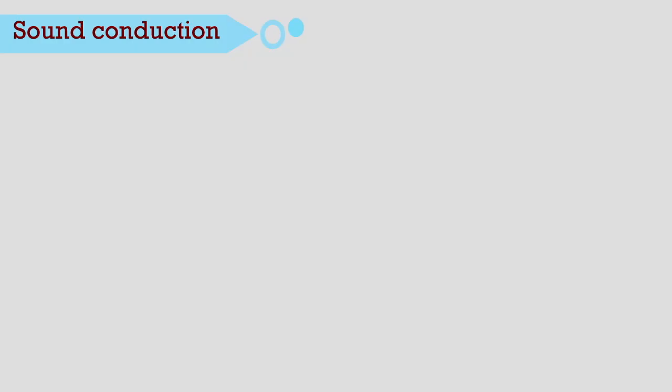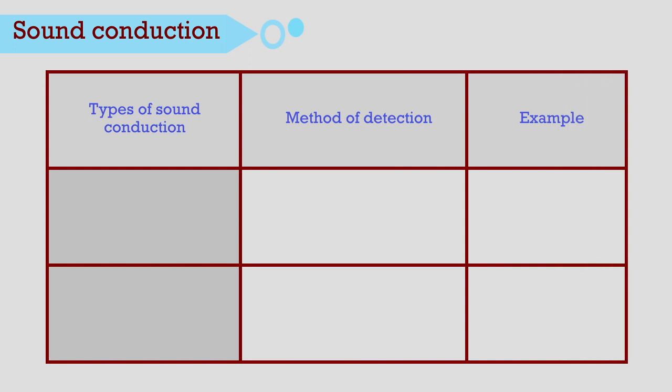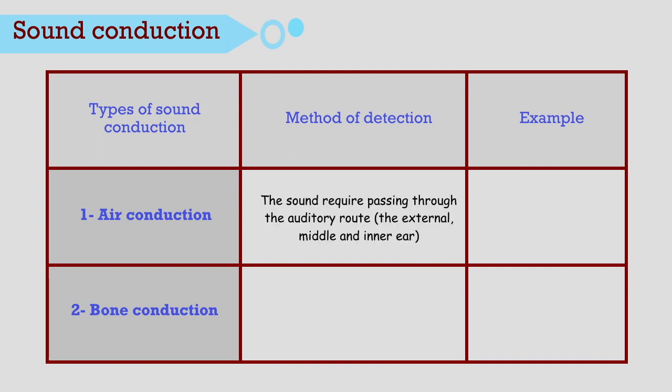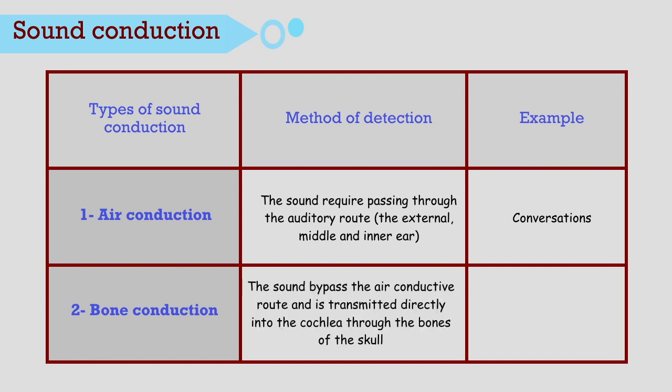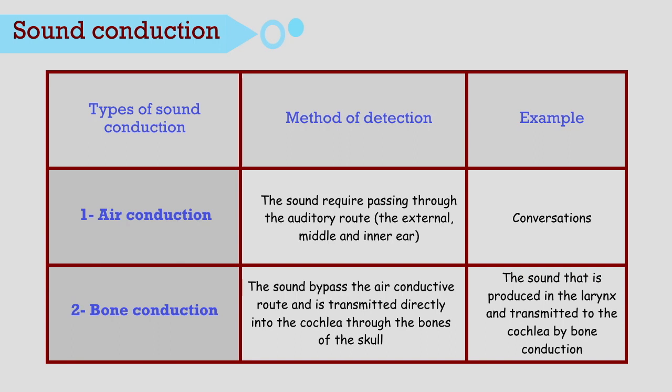Sound conduction. There are 2 types of sound conduction: air conduction and bone conduction. To detect air conduction, the sound requires passing through the auditory route, the external, middle, and inner ear. An example is through conversations. Bone conduction is detected by the sound bypassing the aeroconductive route and is transmitted directly into the cochlea through the bones of the skull. An example is the sound that is produced in the larynx and transmitted to the cochlea by bone conduction.